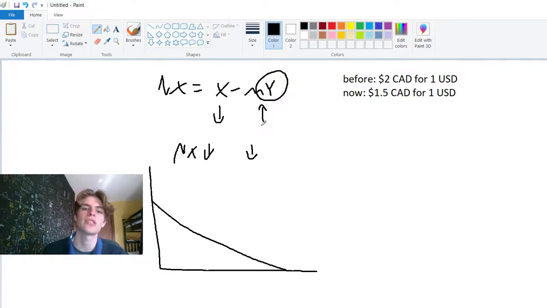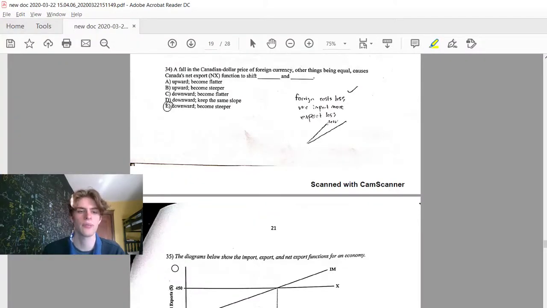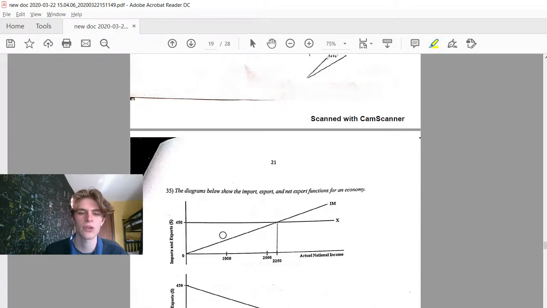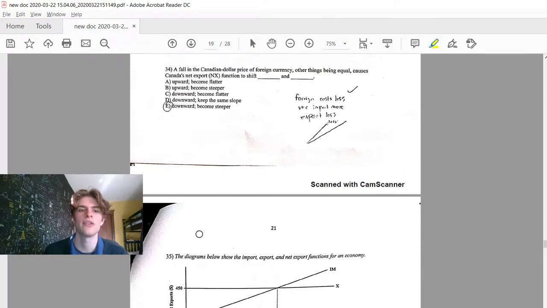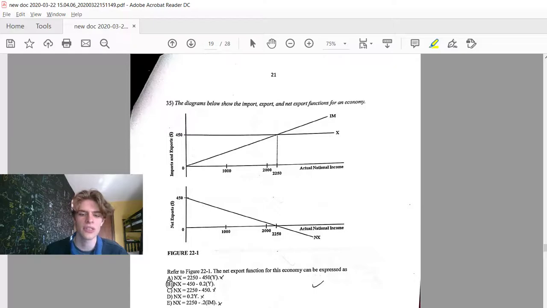And that's going to make the slope of NX get steeper. The slope will get steeper because this number is getting bigger, right? And that's considered the slope. So we're going to look at something that's more like that. Downward and become steeper. This is taking me a long time to go through, but oh well, we're getting there.